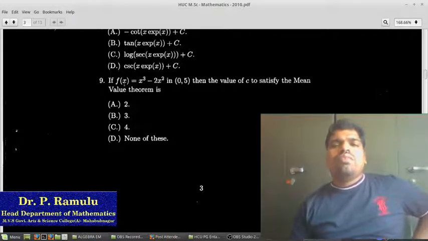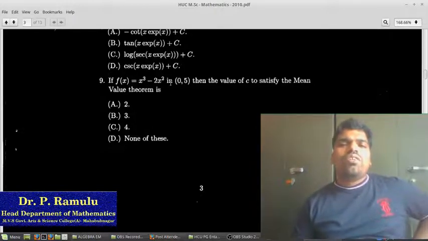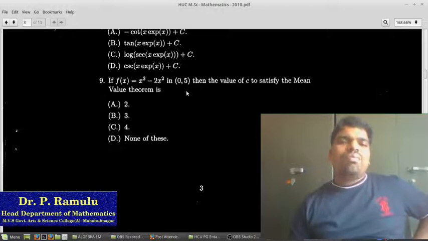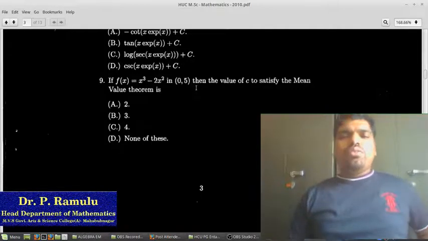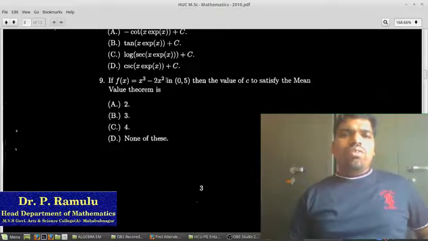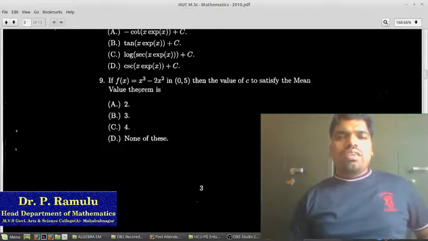What is Rolle's theorem? If it is continuous in the closed interval, differentiable in the open interval, and f of a equal to f of b. If I take f of 0 equal to 0, and f of 5 is 125 minus 50, it is not equal to 0, both are not equal. It cannot be applied by Rolle's theorem. F of 0 equal to 0 and f of 5 not equal to 0, so the condition of Rolle's theorem is not working.